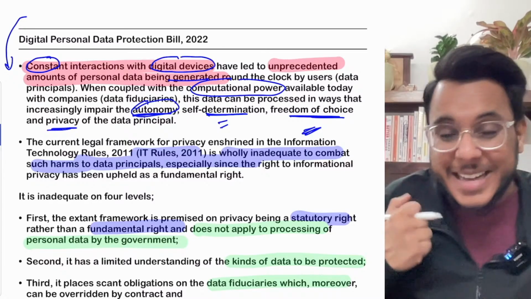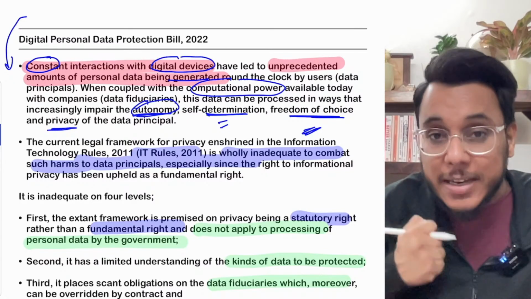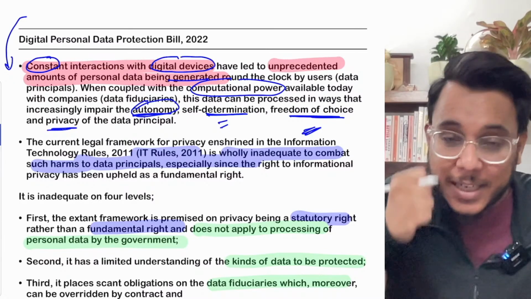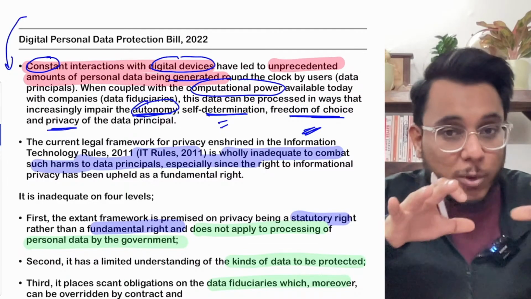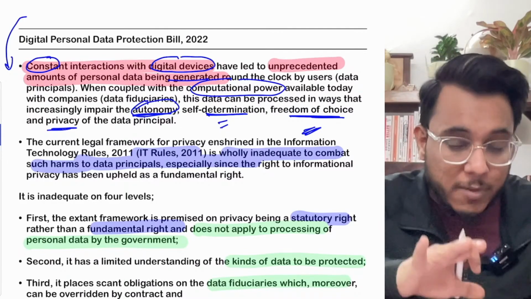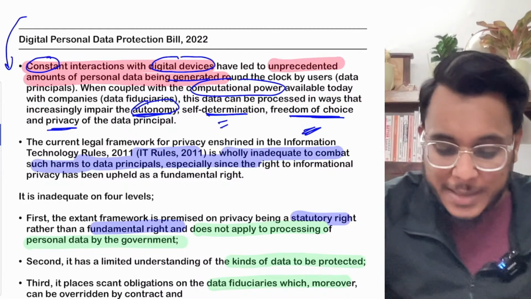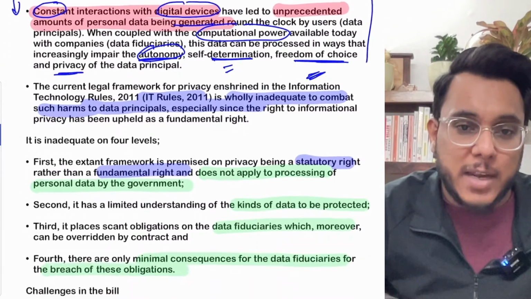So therefore, the data that we are generating, we need to have a right over that. We need to have a right to say that we don't want to share it. What we want to share, we need to determine that. So therefore, the data privacy law is very much important.